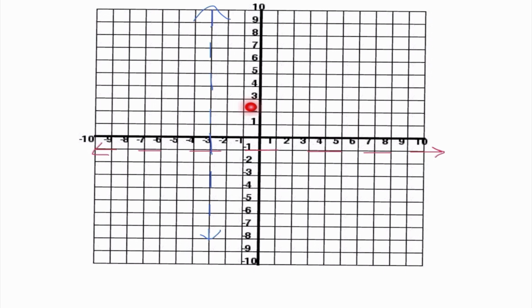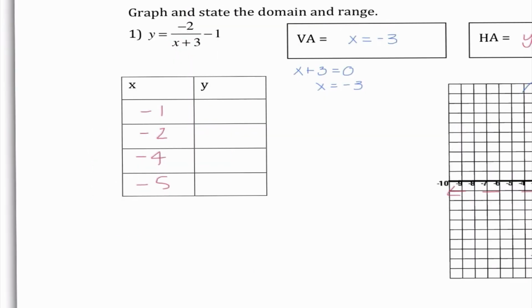So in this case, I would probably use values like -2, -1, -4, and -5. So I just inputted those into our x chart here, and I need to figure out what the y value is. So I'm substituting these values in for x. So our first one is going to be y equals -2 over the quantity -1 plus 3, minus 1.